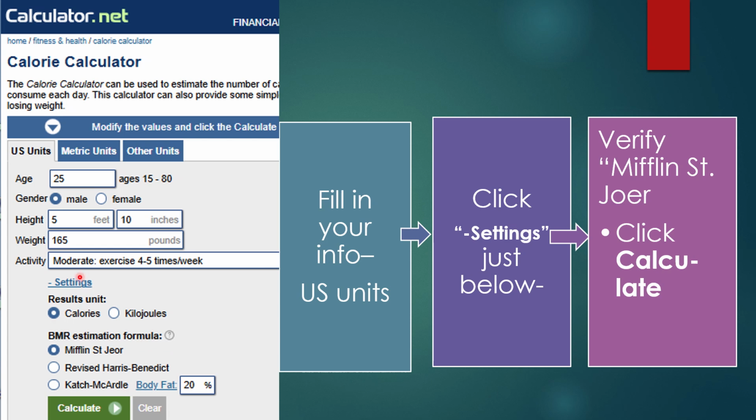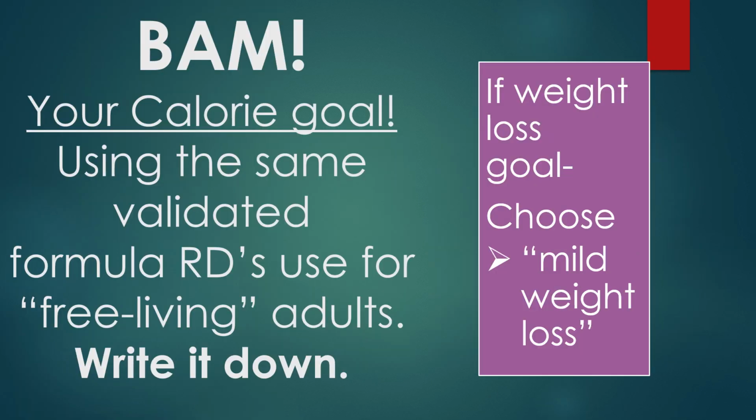Under settings, if you click on it, it'll open up this menu. Make sure you're on calories, and wherever you are, use the Mifflin-St Jeor formula. And then press calculate. And bam, you got your calorie goal. This is the same formula that is validated and that dietitians use when we assess free living adults.